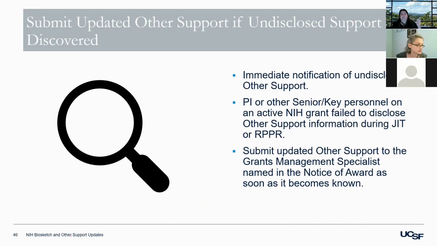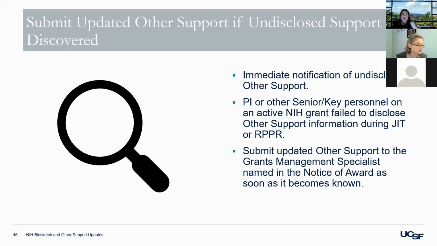But anybody really could discover this undisclosed support. So if the PI realizes later, oh, I probably should have included this. If the departments discover something when they're reviewing outside activity, I'm not quite sure how much department administrators review that, but if you do, or you are having conversations with your faculty and they mention something about an outside activity and you think, oh, that probably should be on other support. If an RSC is having a conversation and they hear about it, I think this really needs to be university-wide. If anybody notices something and it was not previously disclosed, then we have to start that process.